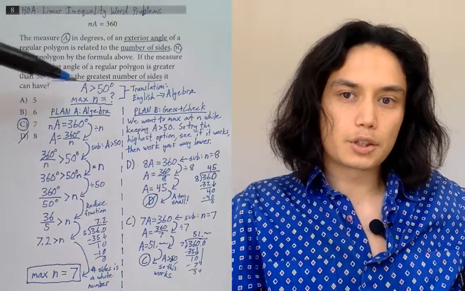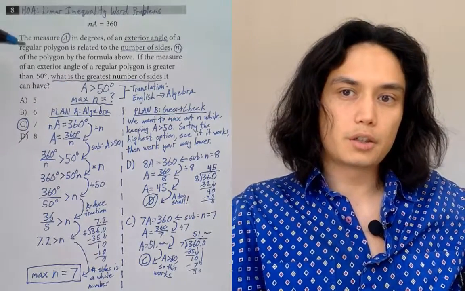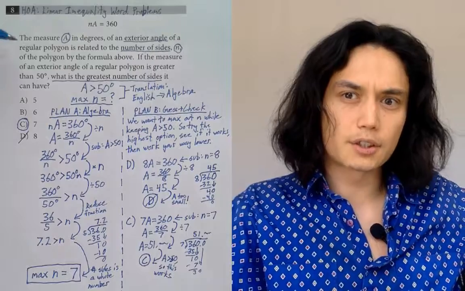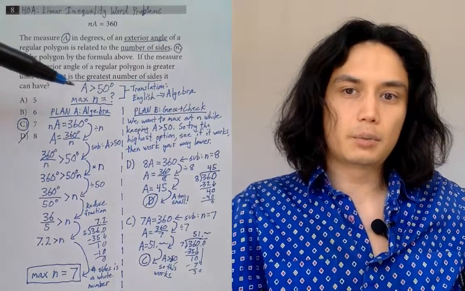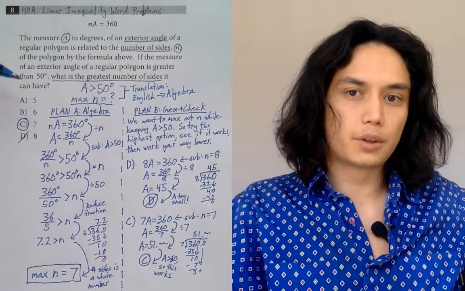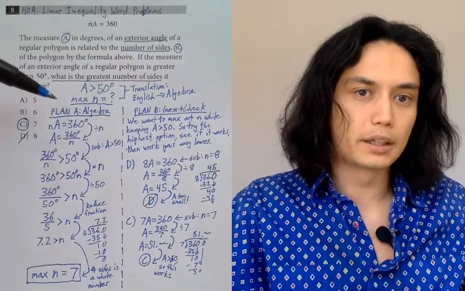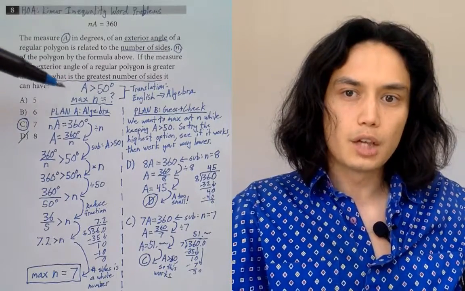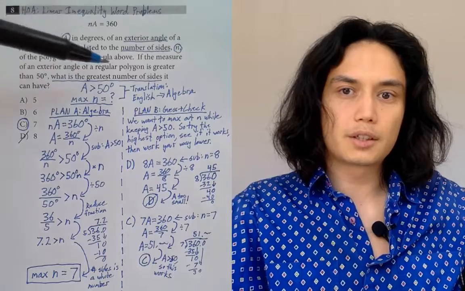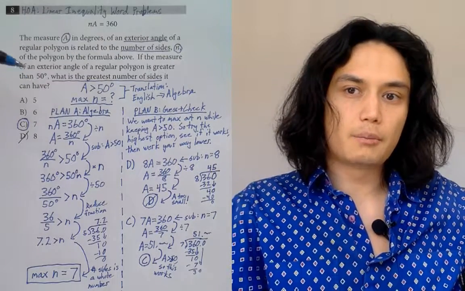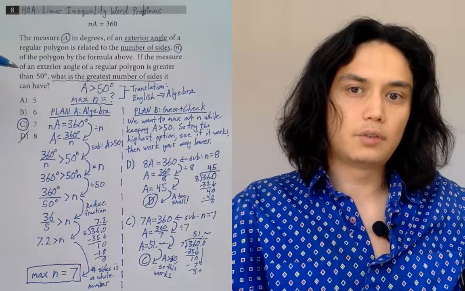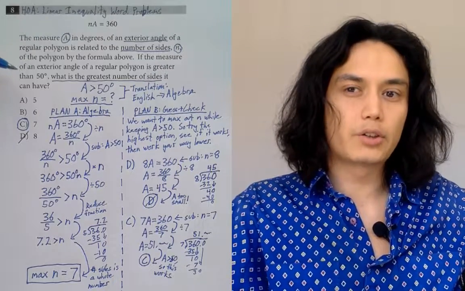All right, so let's look at this translation piece first. We're going to parse this paragraph again, and take this English language information we're given and translate it into algebraic information. So the first thing, this A is greater than 50. This is from this sentence here: if the measure of an exterior angle of a regular polygon is greater than 50.